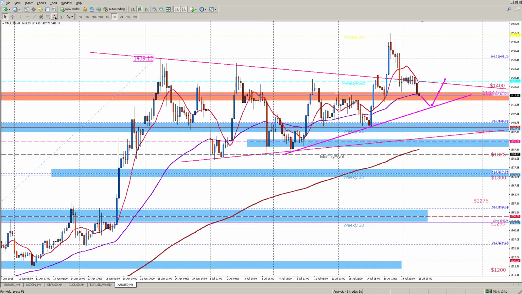If it does break down lower, then it could find support at the 78.6 Fibonacci level on a smaller time frame at the 1402 or 1403 area. Right, so here's a potential trade idea here as well, and I'll follow up with another pair and perhaps along with spot gold later on, and we'll follow up on Thursday for the rest of the week.